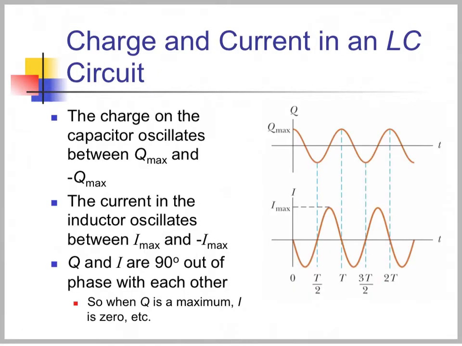So the charge on the capacitor oscillates between a maximum value and a minimum value. And then the current in the inductor oscillates between I max and negative I max. And notice that the charge and the current reach maximums 90 degrees out of phase with each other. So in other words, when Q is at a maximum, I is 0, and so back and forth.